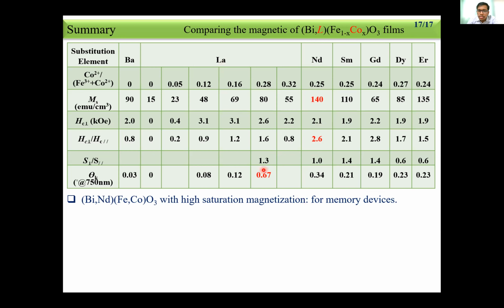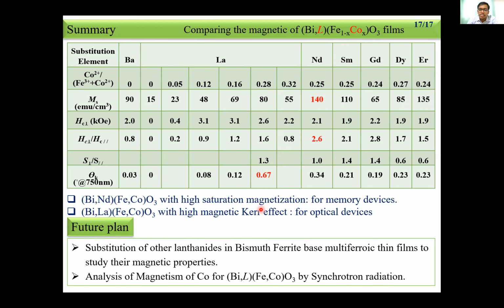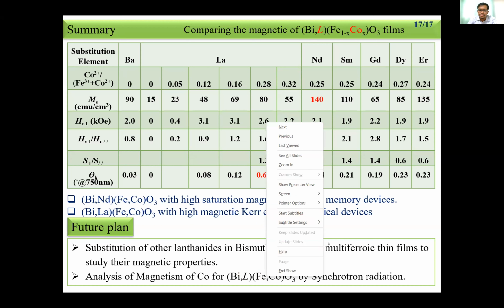And the lanthanum substituted elements is giving high Kerr angle. So this is better for the optical devices. So these are the two most important results I'll conclude here. In the future, we are going to try different lanthanoids or other elements, and study the physics behind it by synchrotron radiation study. Thank you so much for your patience.